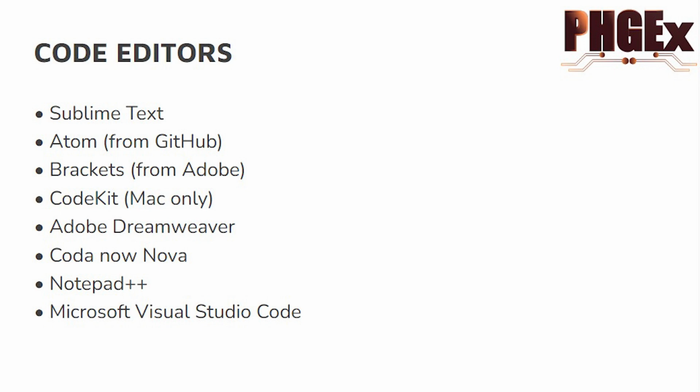To effectively and efficiently write your website code, you need a software we call a code editor. Sublime Text is one, Atom, which was developed by GitHub, is one, Brackets. All the names here are examples of code editors.